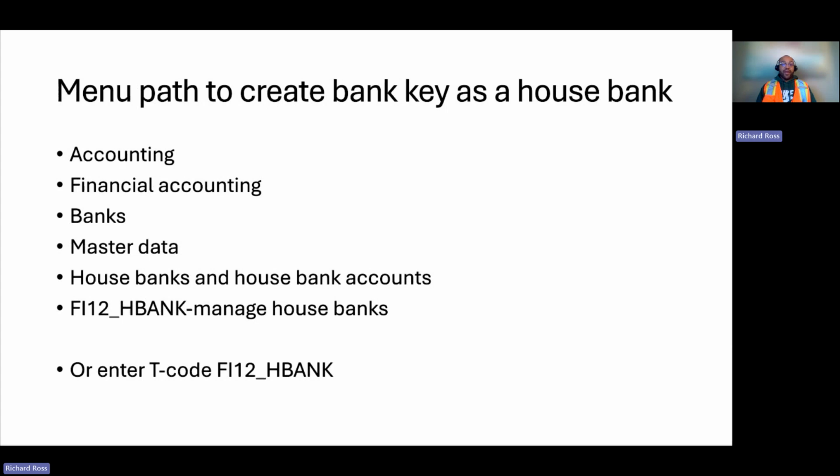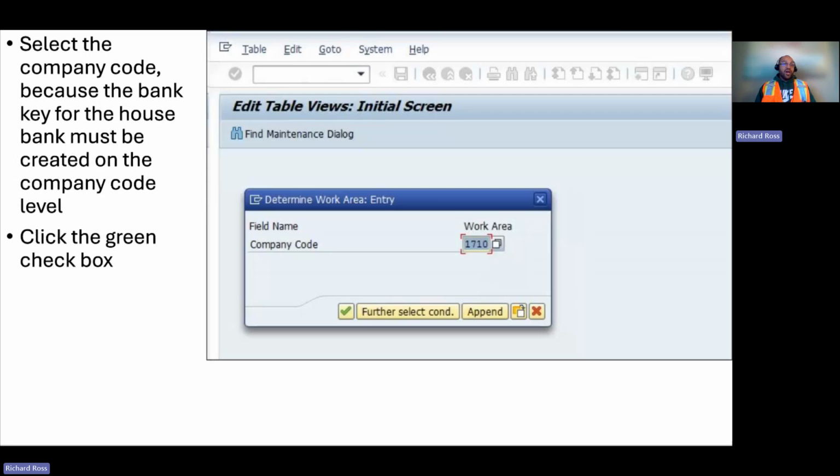Menu path to create bank key as a house bank: Accounting, financial accounting, banks, master data, house banks and house bank accounts, manage house banks, or enter T code FI12_HBANK. Select the company code because the bank key for the house bank must be created on the company code level. Click the green checkbox.